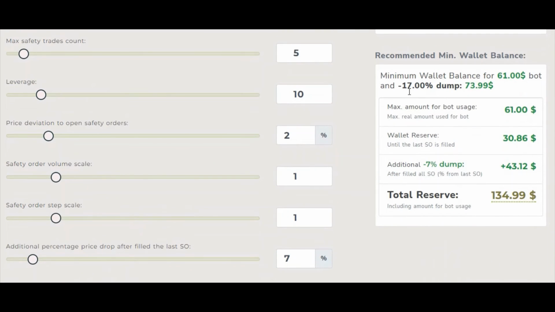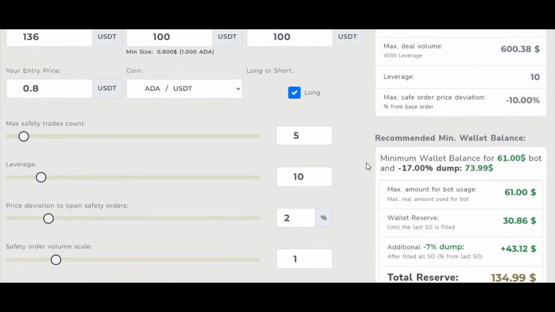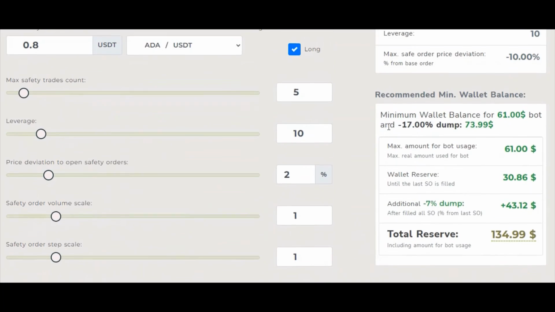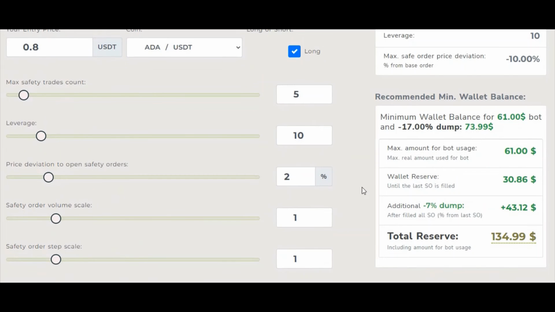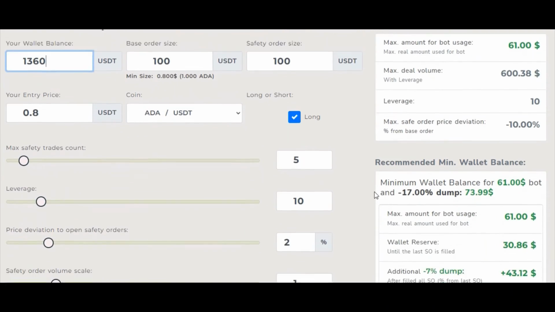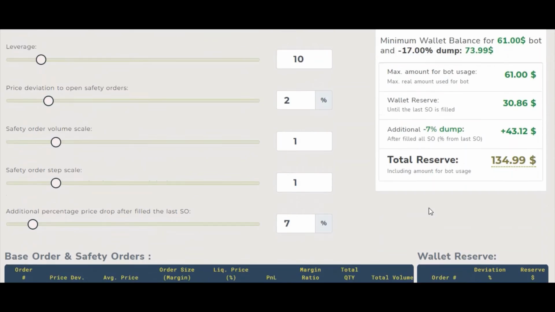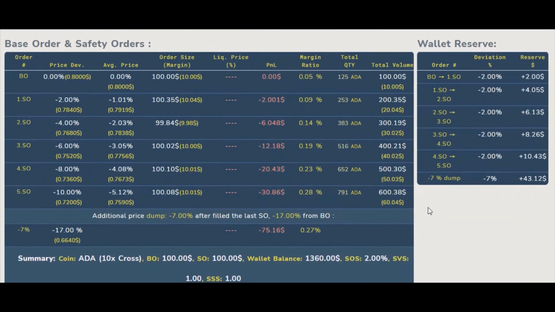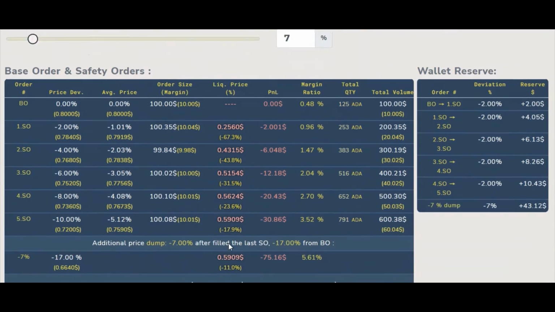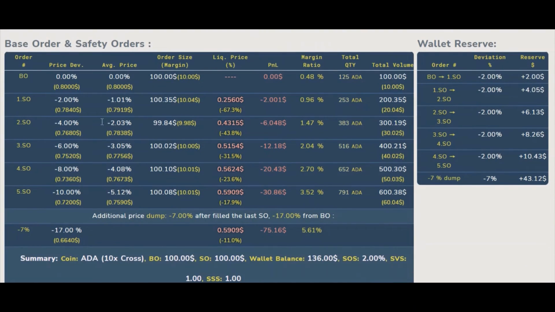Now if in any case the ADA coin dumps more than 70%, there's a high risk of liquidation. That time I need to transfer money to save my account, right? But 17% is good enough, because now the price of ADA is 8%. If you have more money here, like I'll say 1360, that means you are well safe and you will not be liquidated for any reason, right?